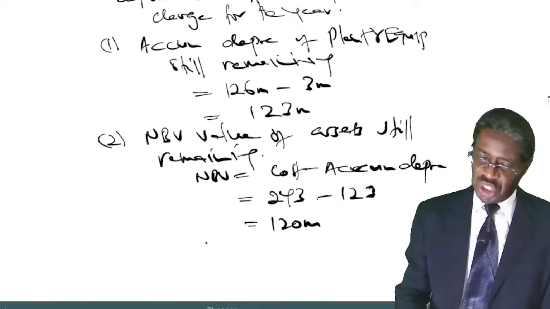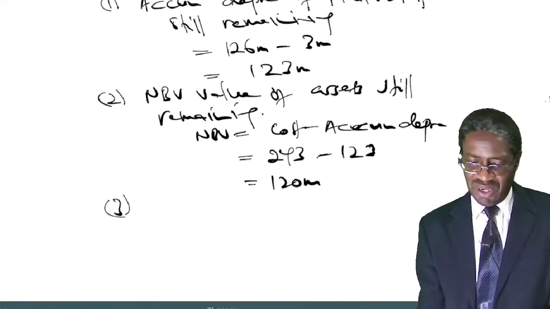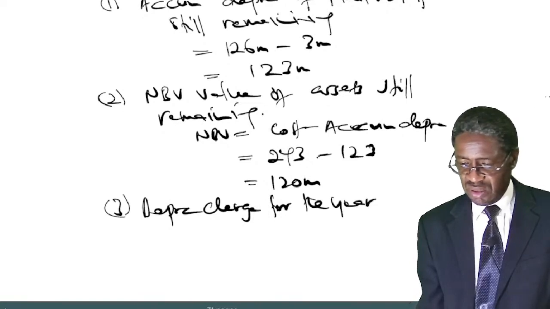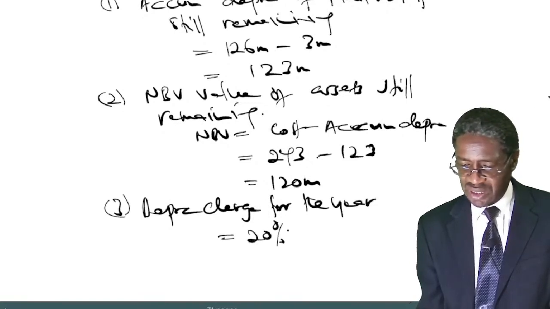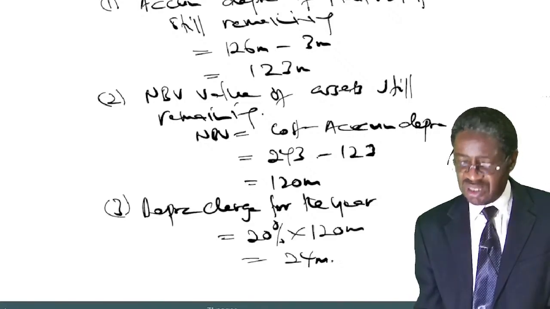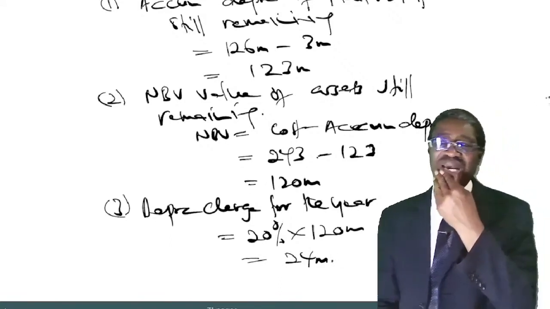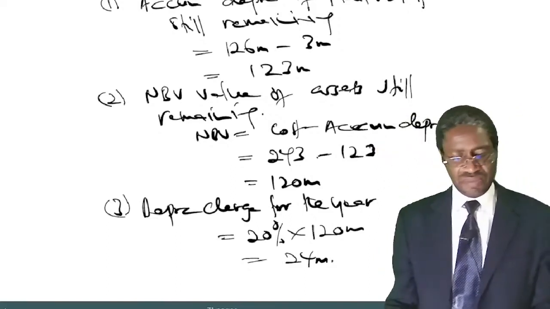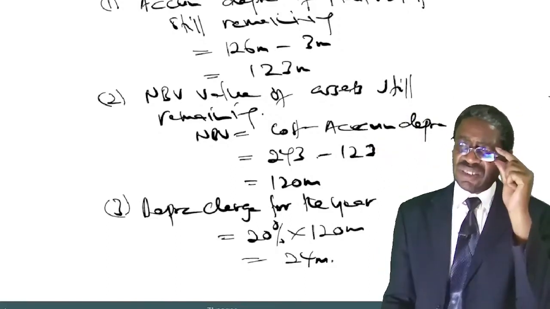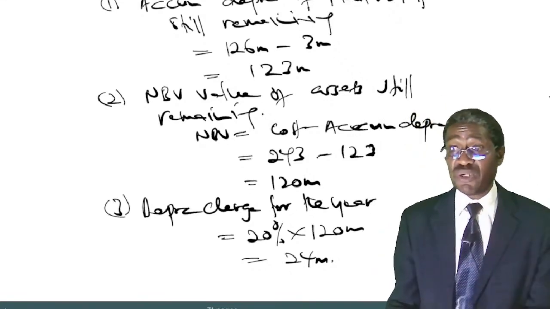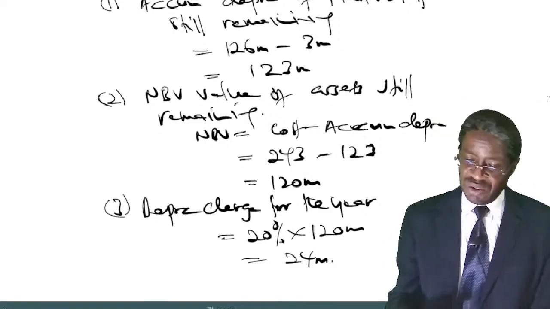Now I can get the charge for the year. So I come and see here number 3, depreciation charge for the year. This will now be 20% on the book value, which is 120 million. So this time we are depreciating our assets that are remaining by 24 million. Good. So let's now take it back to our provision for depreciation by charging that 24 million.